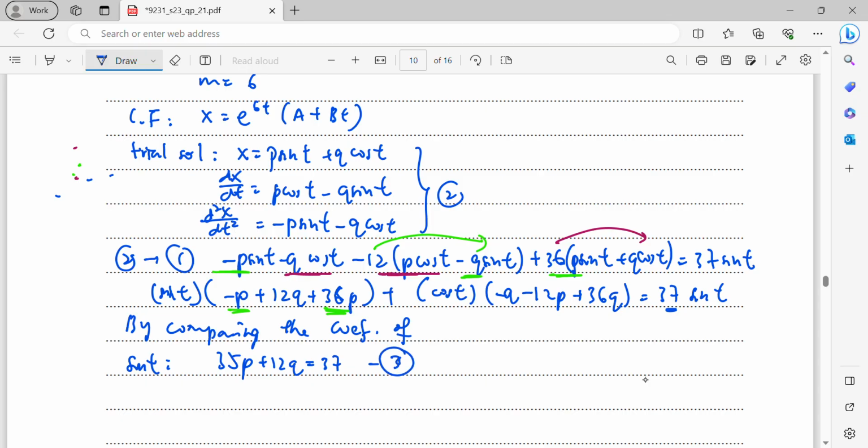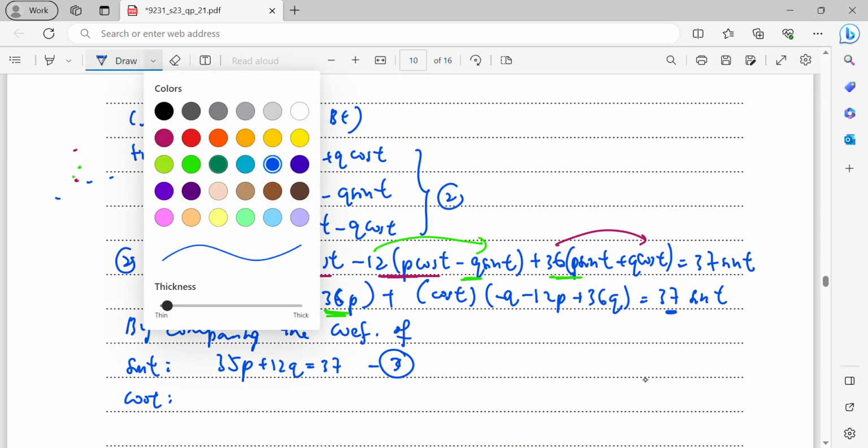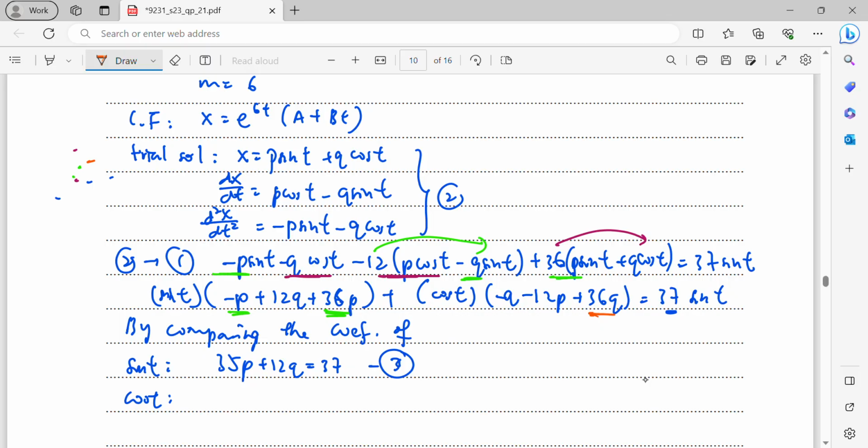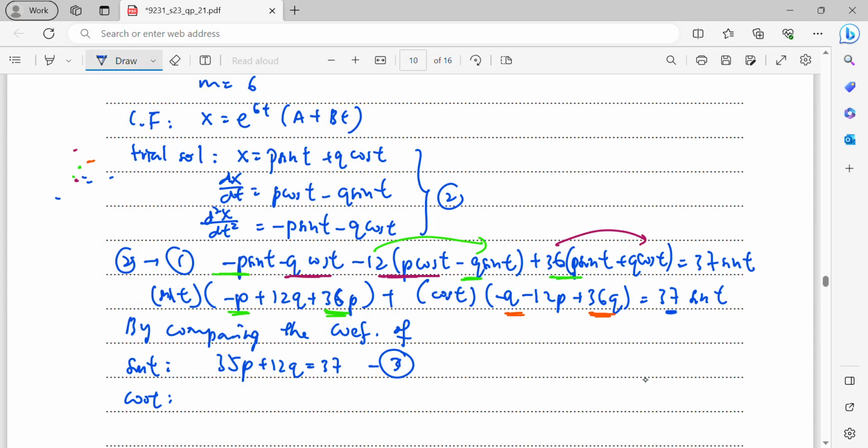And then I compare cos t. Again, when I simplify, 36q minus q will be 35q. So I will get minus 12p plus 35q equals 0, because there's no cos on the right hand side. So from here, my p will be 35 over 12 q. This is my fourth equation.